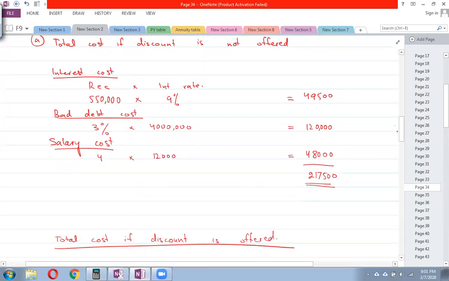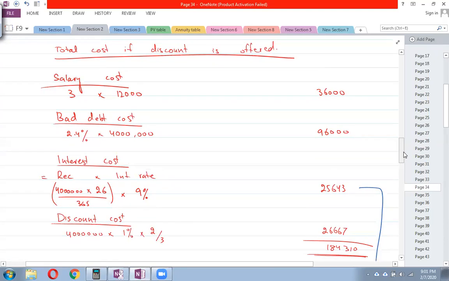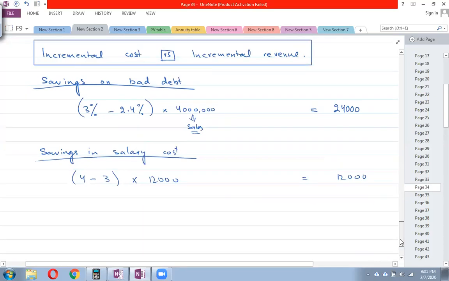How much was it before? 48,000. How much is the salary cost after? 36,000. 48 minus 36 is also 12,000, right? Clear? Yeah.